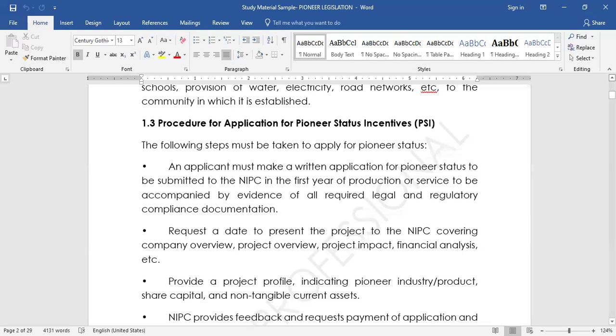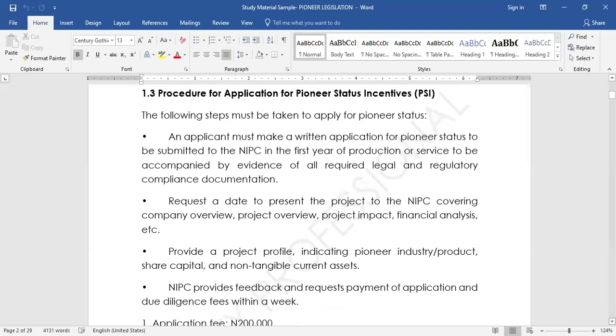After that, you need to provide a project profile. After you have presented your project to them, you will give them a project profile indicating the product you want to produce, the share capital of your company, and the value of your non-current assets. After that, you will request for a feedback. If NIPC have looked at your project profile, they will give you a feedback. On your feedback, your project may be approved or your project may be declined.